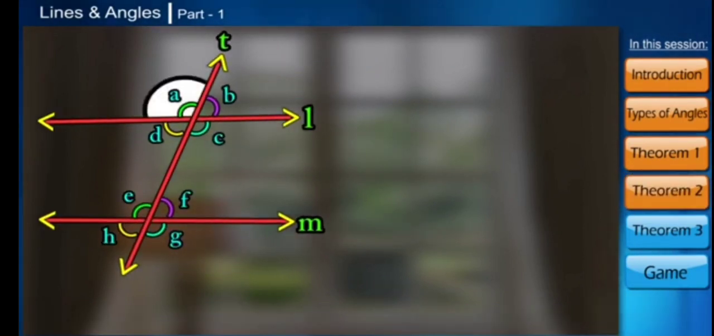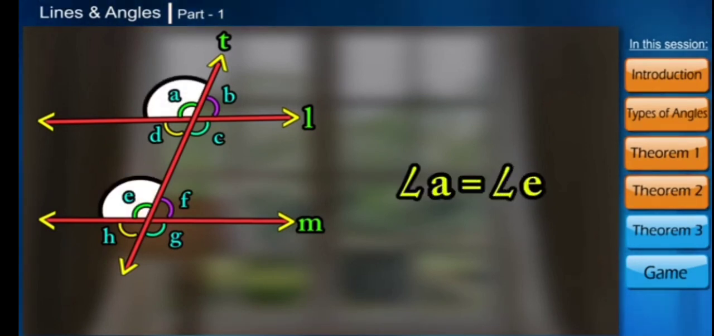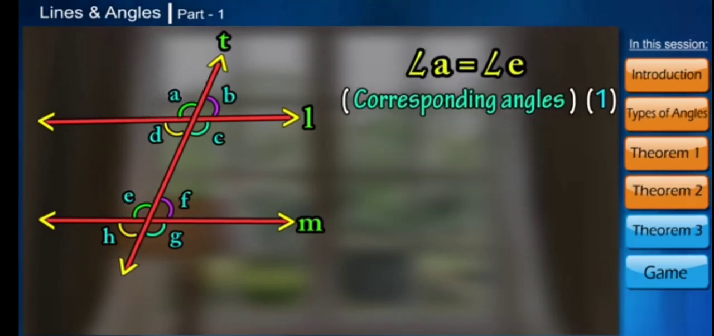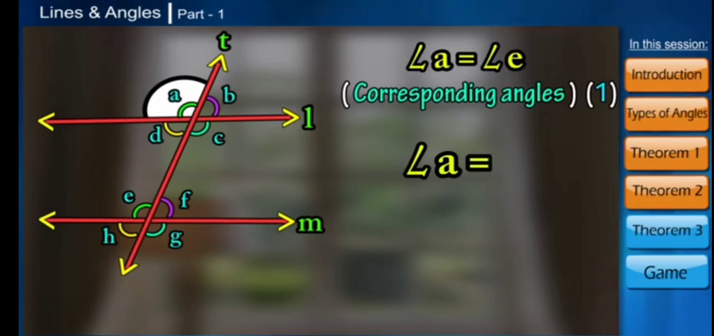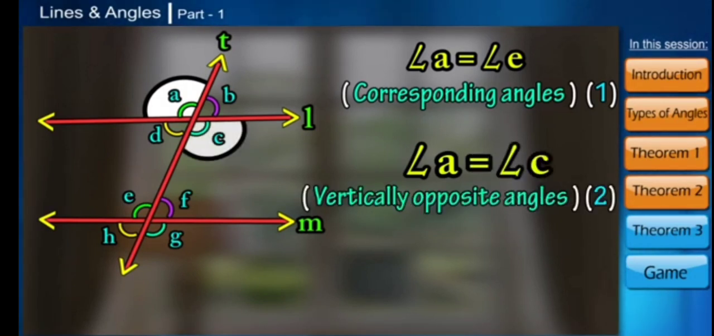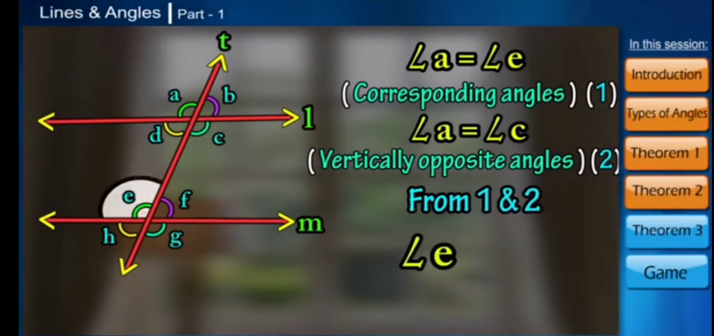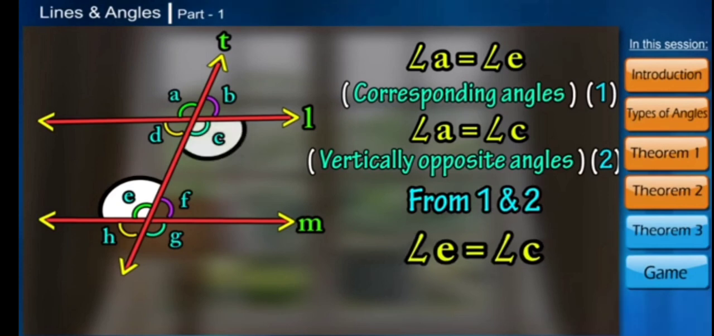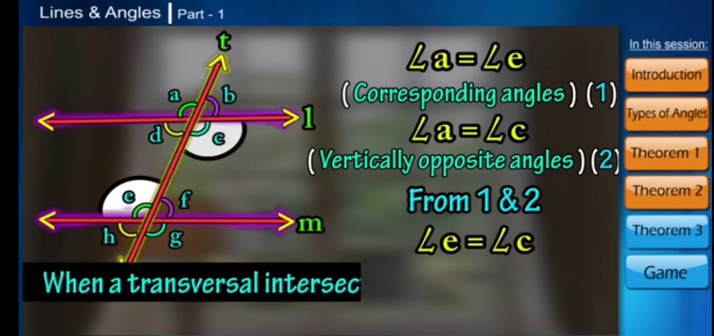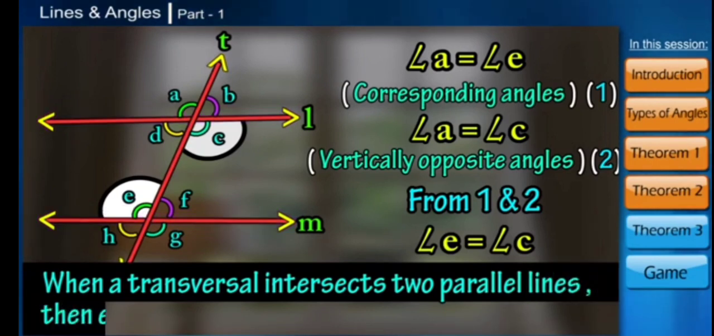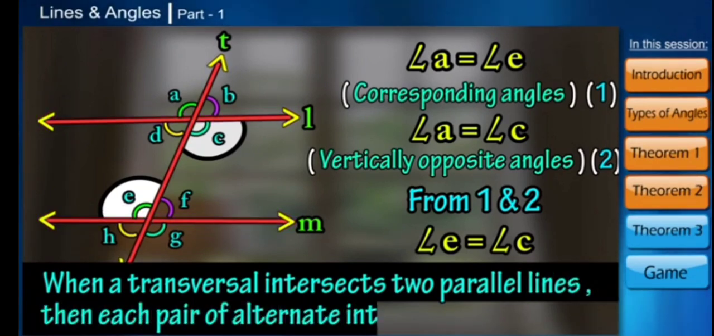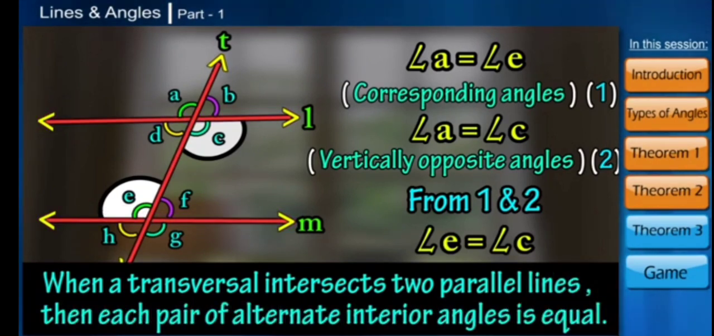We know that angle A will be equal to angle E because they are corresponding angles. But angle A will also be equal to angle C because they are vertically opposite angles. So from 1 and 2, we can say that angle E will be equal to angle C. So here we can conclude that if a transversal intersects 2 parallel lines, then each pair of alternate interior angles is equal.